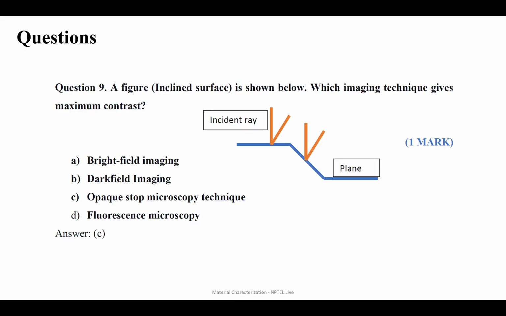So the correct answer would be C, optical stop microscopy technique. In the optical stop microscopy or dark field microscopy, the flat regions appear dark and the inclined regions appear bright, which gives us very high contrast.